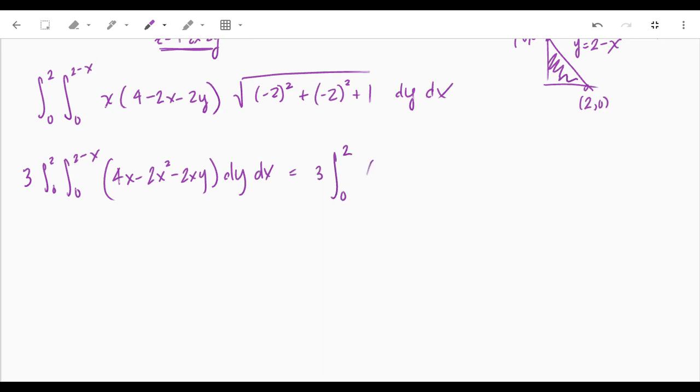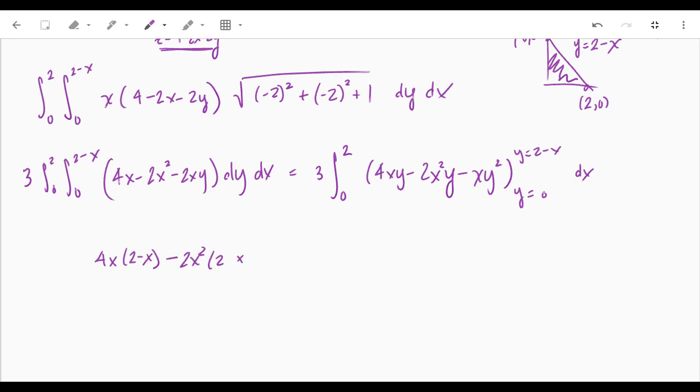Okay, so we'll take our integral with respect to y first. So we'll have 4xy minus 2x squared y minus 2xy squared over 2, so just xy squared, from y equals 0 to y equals 2 minus x. Okay, now we're going to have to do some simplifying there. So we're going to have 4 times x times 2 minus x, minus 2x squared times 2 minus x, minus x times 2 minus x squared.